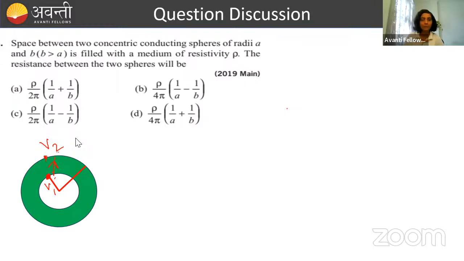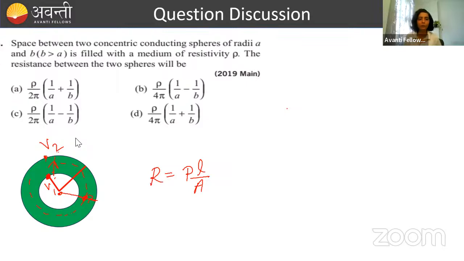How will we do that? What is the simple formula for resistance? R equal to rho L by A. Just see carefully what is happening as the current flows. The radius of that point is changing. If the current point is here, the radius of the sphere passing through this point will be different. Similarly, for different points the sphere will have different radius. So current is flowing through different cross sections.